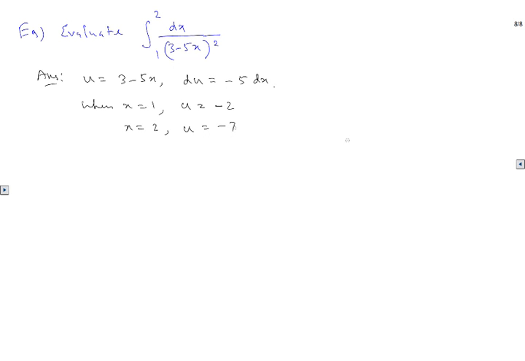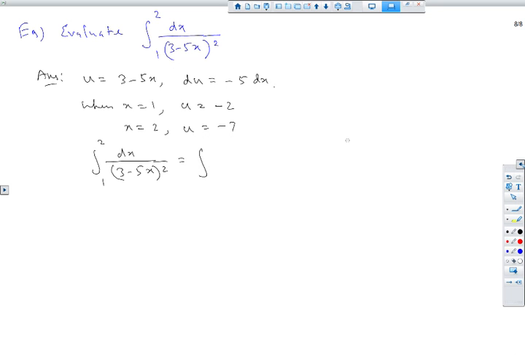Okay, so let's go back to the problem. It is the integral from 1 to 2 of dx over (3 minus 5x) squared. So this can change now to... what do you get? I need a little bit more space here.